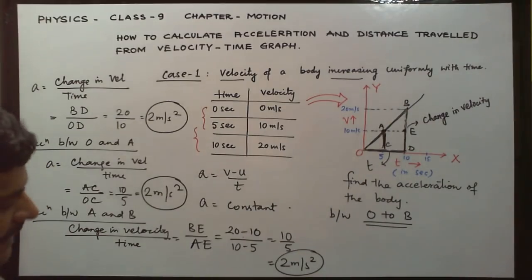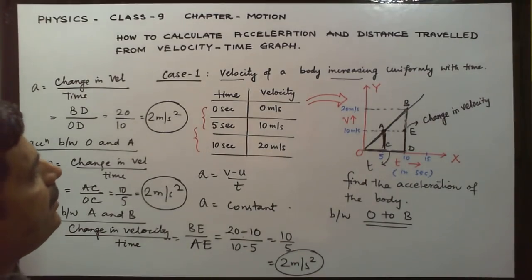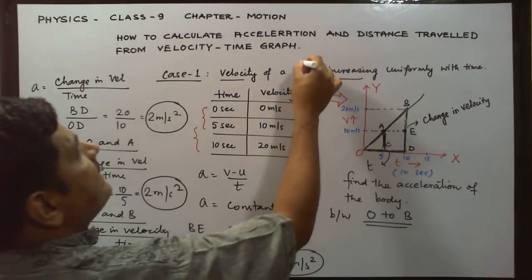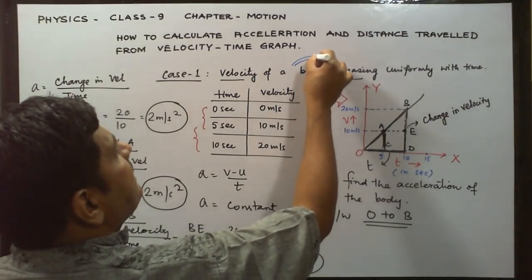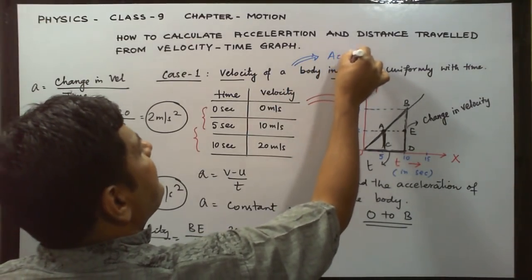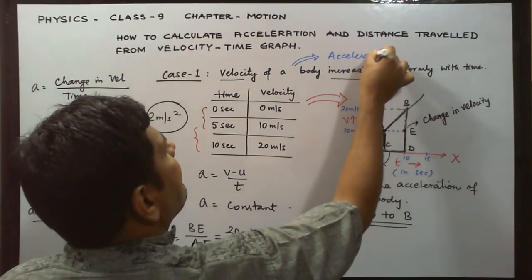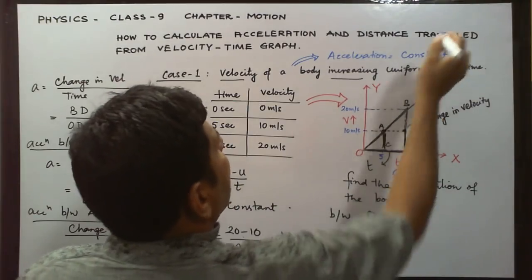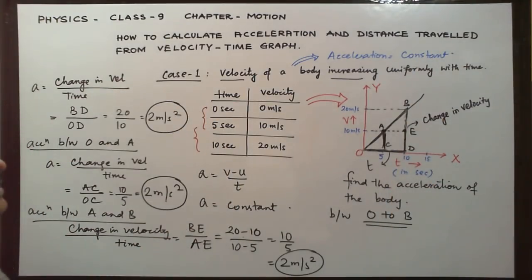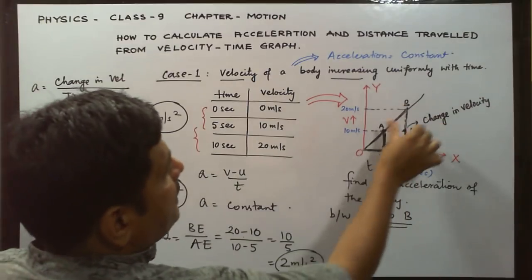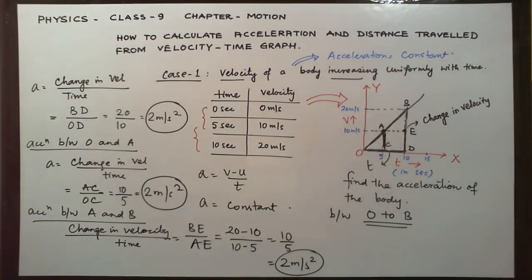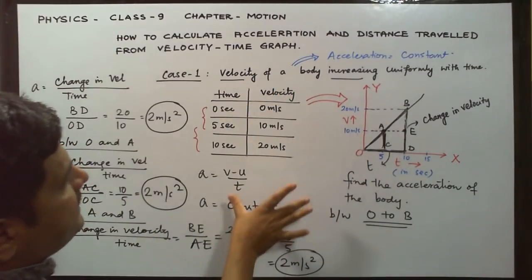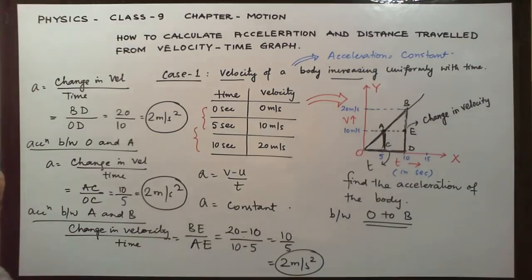Okay, so we can write here, the velocity of a body increasing uniformly with time can also be written as acceleration is equal to constant. And how are we finding out the acceleration of the body? We are finding it by the ratio of perpendicular by base. So let us see, we can generalize this statement now. Let me erase the board.